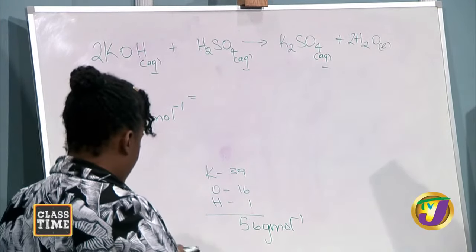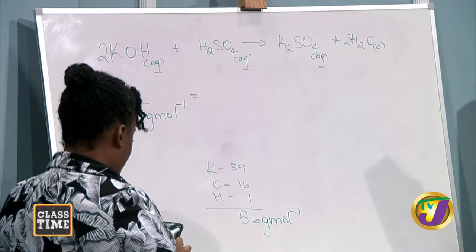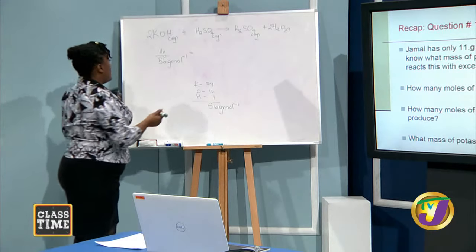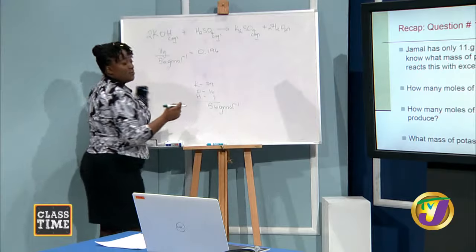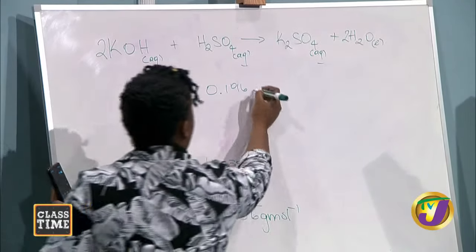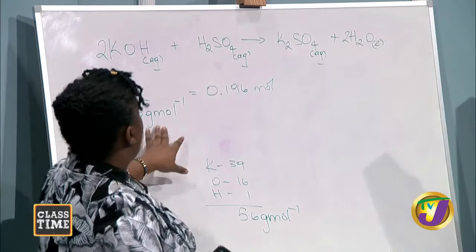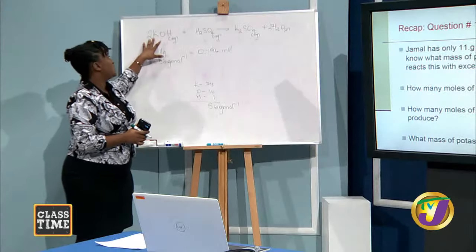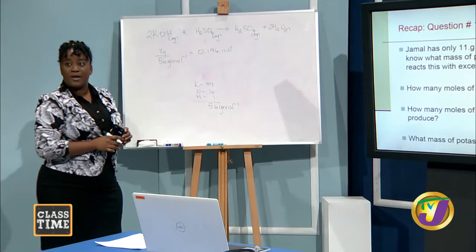So let's put that in our calculators. Okay, so that's 11 divided by 56, and my answer, I'm going to put to 3 decimal places. That's 0.196 mole. It is per mole here, and we're dividing, so at the end, it becomes mole. So that is our answer for potassium hydroxide. So we have answered number 1. Let us move to part 2.